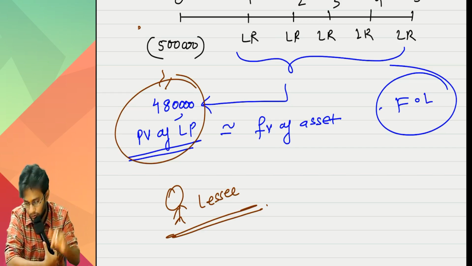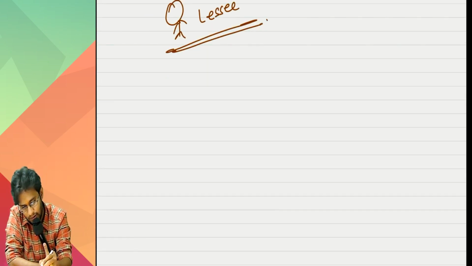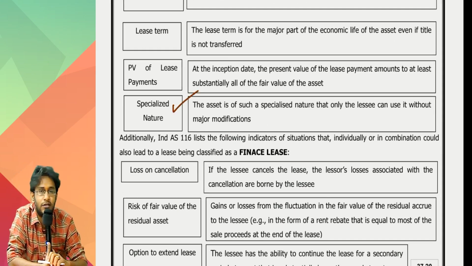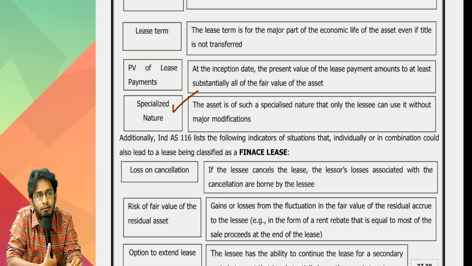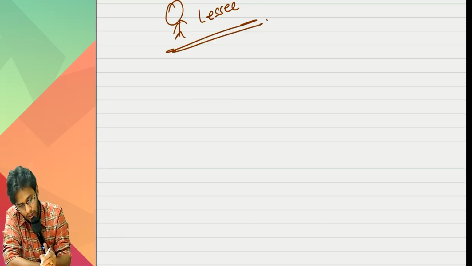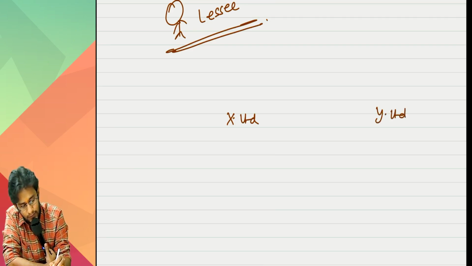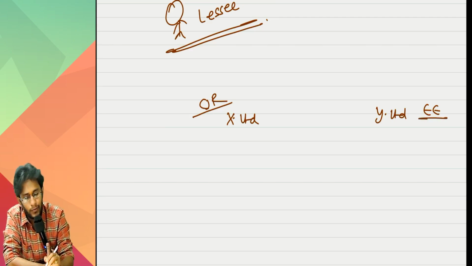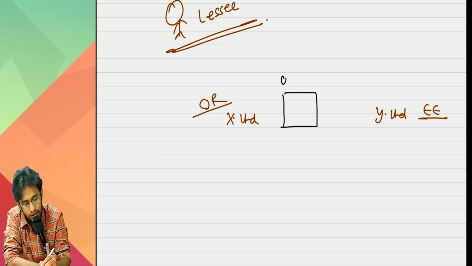That was the intention point of view adjustment. Now the last one, if you remember: the asset is of a specialized nature, exclusively made by the lessor for the lessee and cannot be used by anybody else unless major modifications are made to it. In this case, sir, suppose, look at this. X Limited is a lessor. Y Limited is a lessee. Y Limited gave detailed specifications based on which X Limited made an asset. This is a highly customized asset.